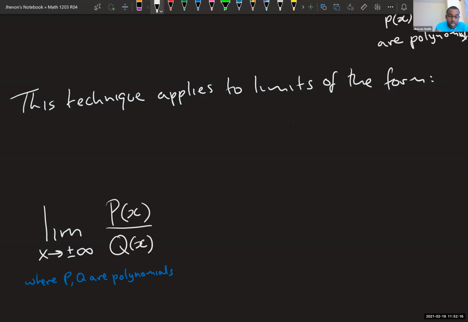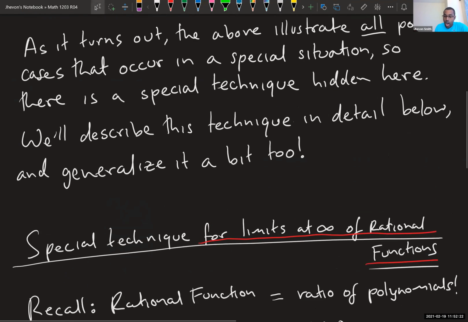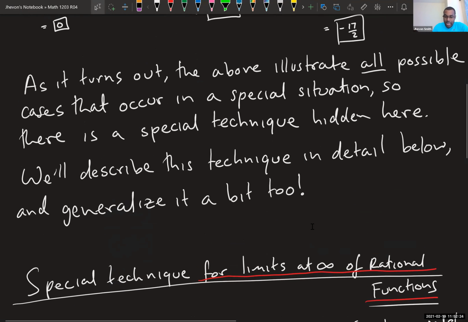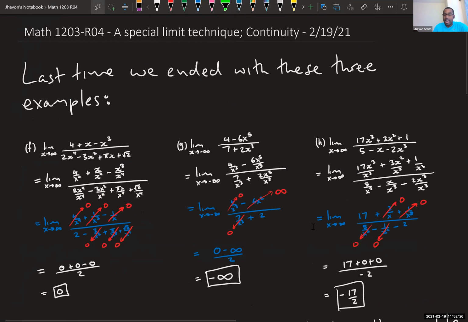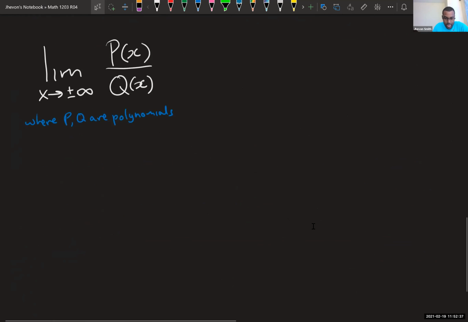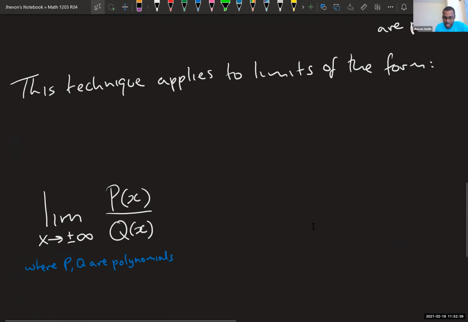It turns out it's actually very easy to know what's going to happen, and all possible things that can happen are illustrated by these examples that I picked here. It turns out that this represents all possible cases. There are 3 general cases that can happen in this situation, and yeah, I know what I'm doing, so I picked those examples to kind of illustrate that. So here are the 3 possible scenarios.